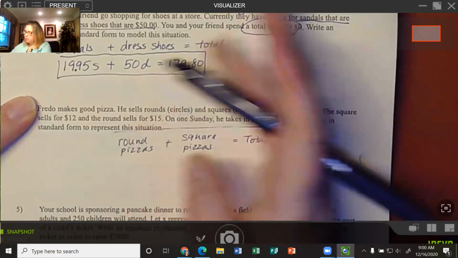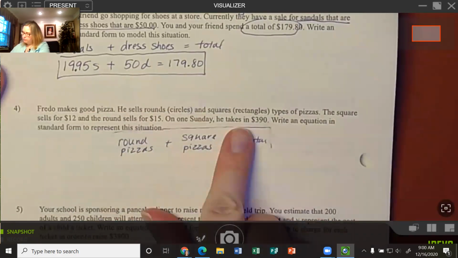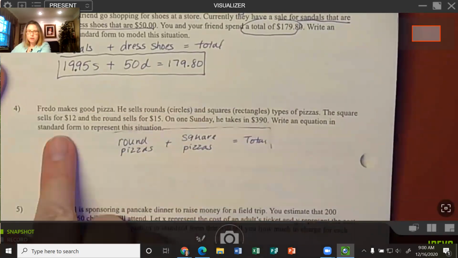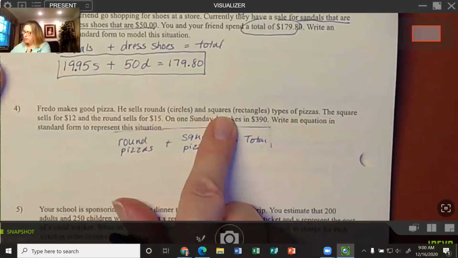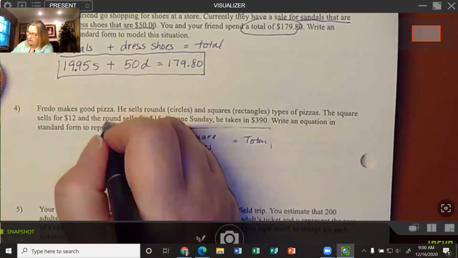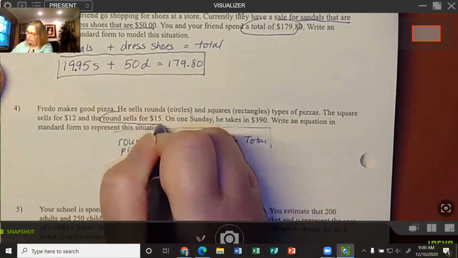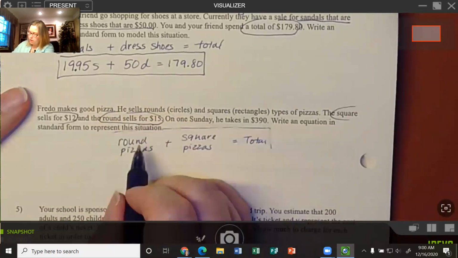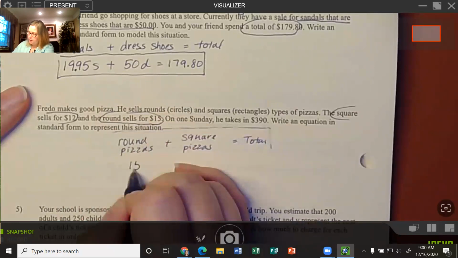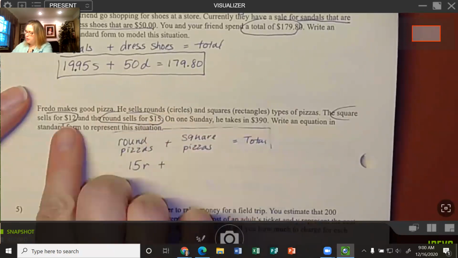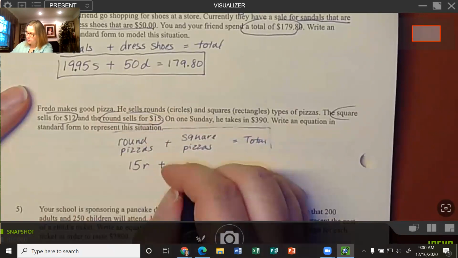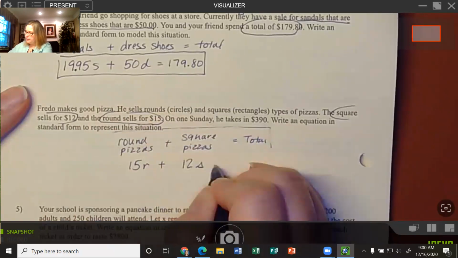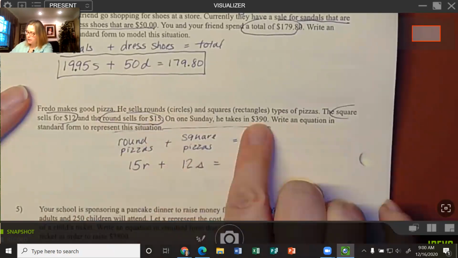Sorry, I did rounds plus squares because they mentioned that first here. The round pizzas were $15 each and squares were $12 each. So 15R plus 12S equals $390.